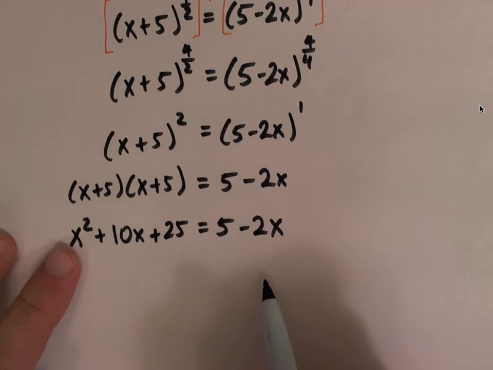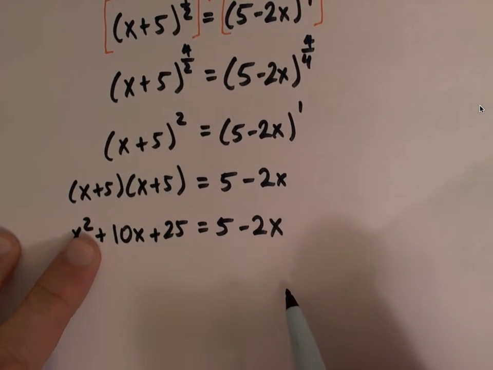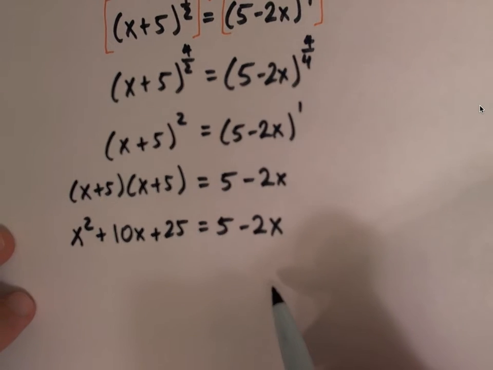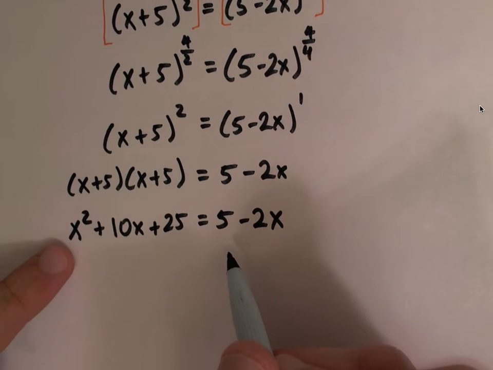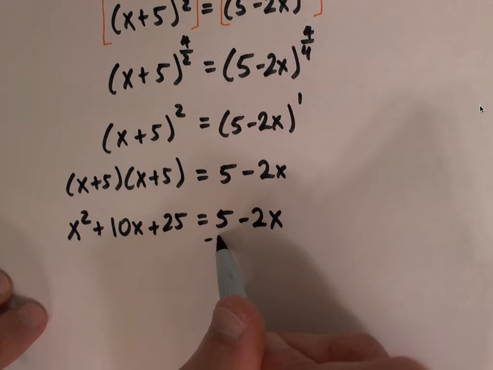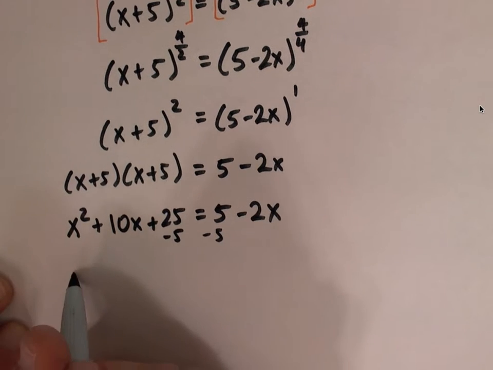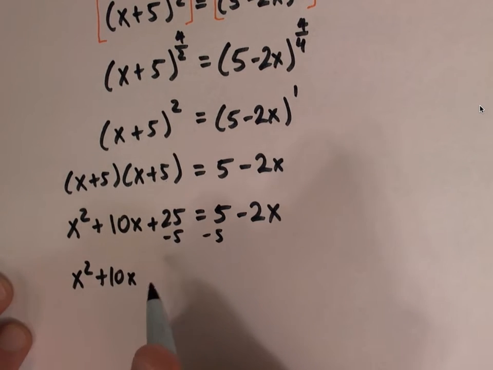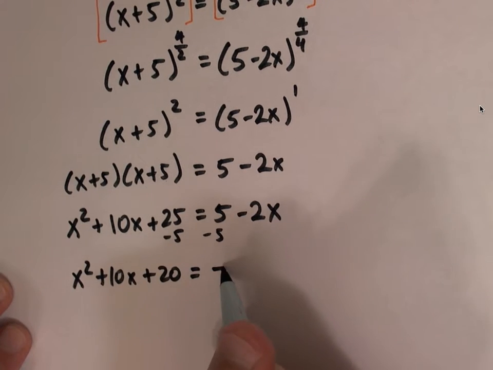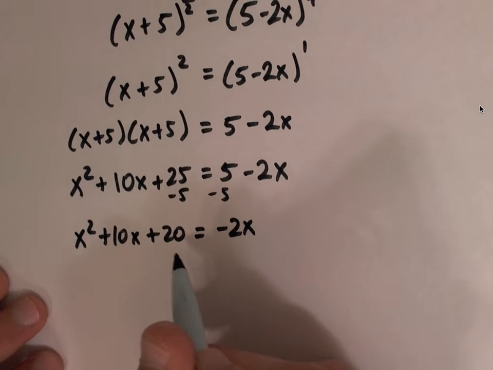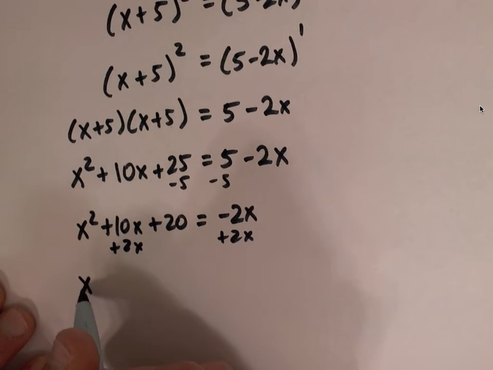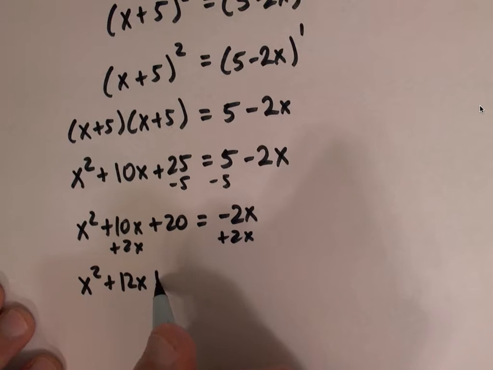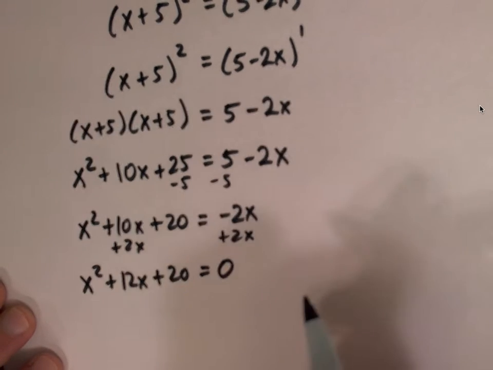Okay, so we can see it is indeed a quadratic equation, so I could solve this by factoring or quadratic formula. But let's go ahead and try factoring. So let's get 0 on one side. Again, we want this quadratic term to be positive, so let's move the other guys over here. We'll subtract 5. So we get x squared plus 10x plus 20 equals negative 2x. And then lastly, let's add 2x to both sides. So we get x squared plus 12x plus 20 equals 0.